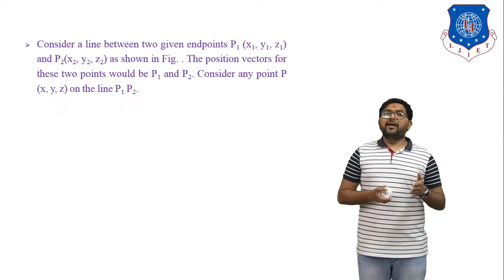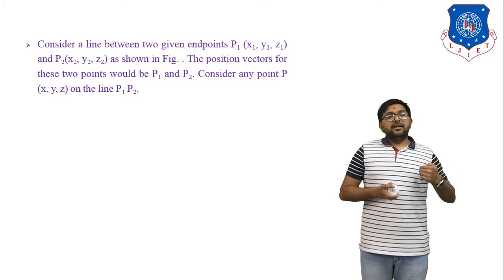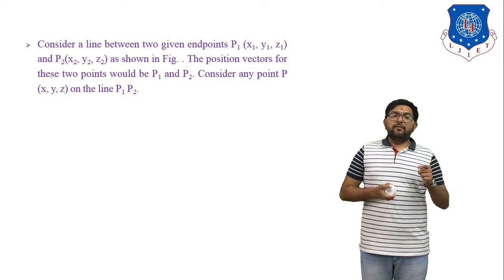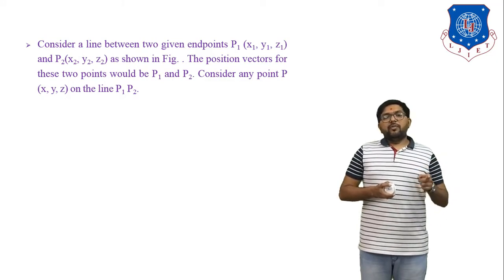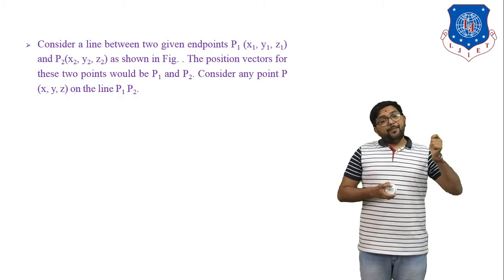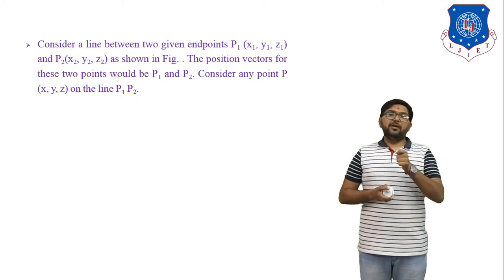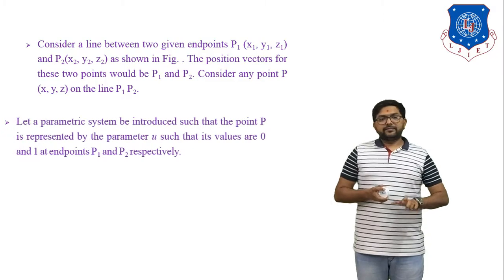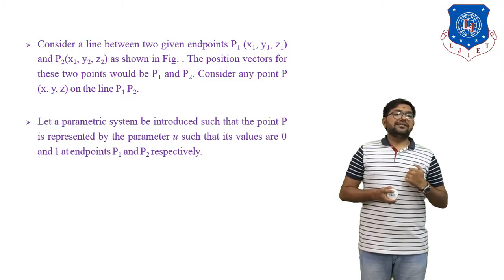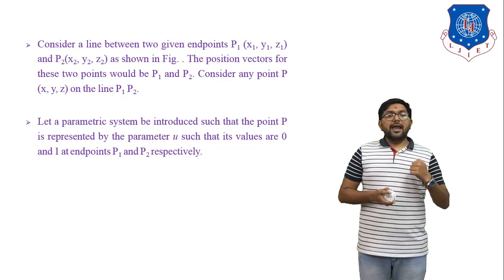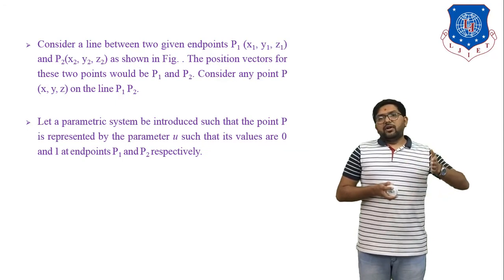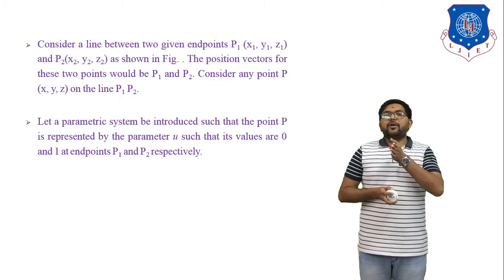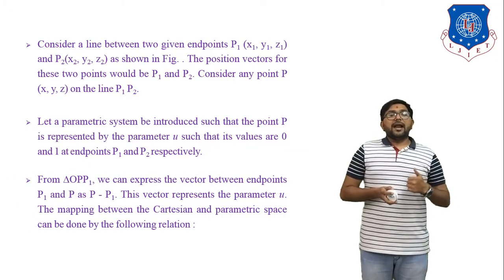Now we have to use a relation and find the parametric equation of the line. Consider a line between two given endpoints P1 (x1, y1, z1) and P2 (x2, y2, z2), as shown in the figure. The position vectors for these two points would be P1 and P2. Consider any point P (x, y, z) on the line P1, P2. Next, let a parametric system be introduced such that the point P is represented by parameter u, whose values are 0 and 1 at endpoints P1 and P2 respectively. Now you all know the value of u at point P1 is 0, and at point P2 is 1.